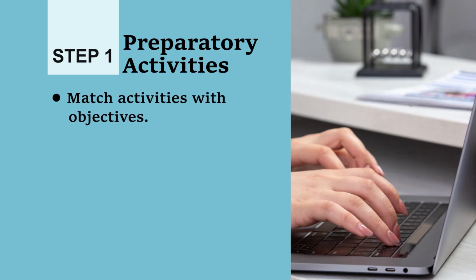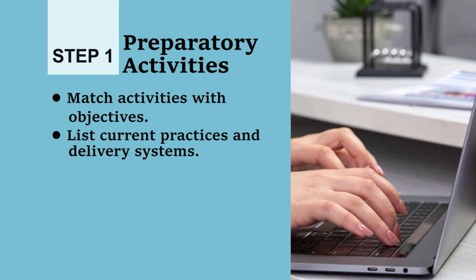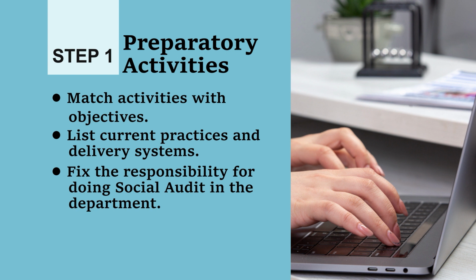Next, significant activities. As far as step 1 is concerned, match our activities with the objectives. We have to list the current practices and delivery system, and we have to fix the responsibility for doing social audit in the department. And before we start doing the social auditing, one must allocate the required budget to carry out the social audit. This is the first step as far as social auditing is concerned.